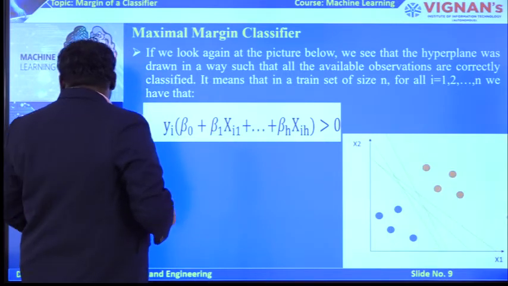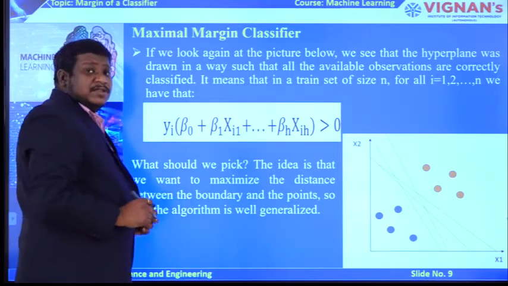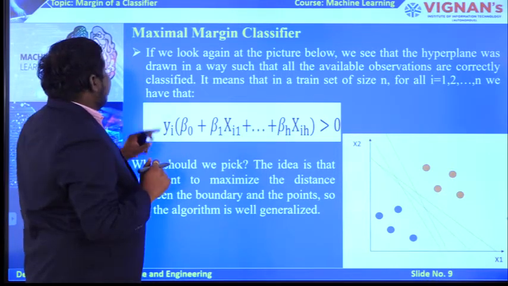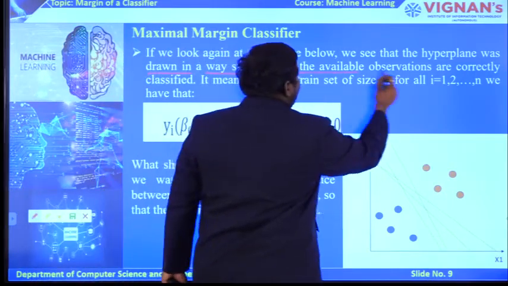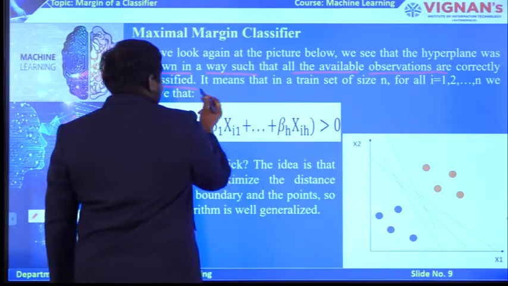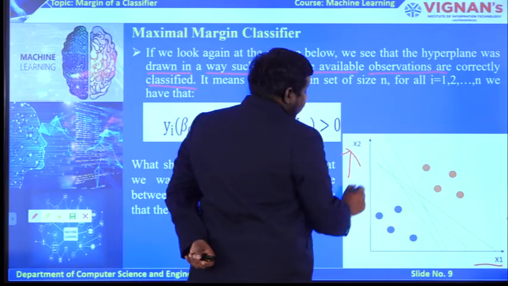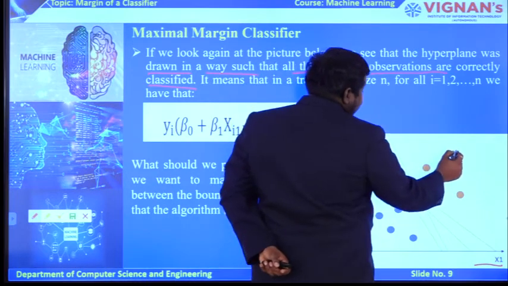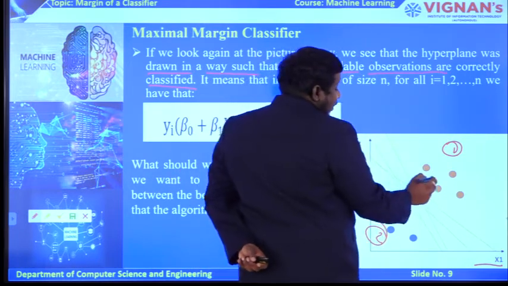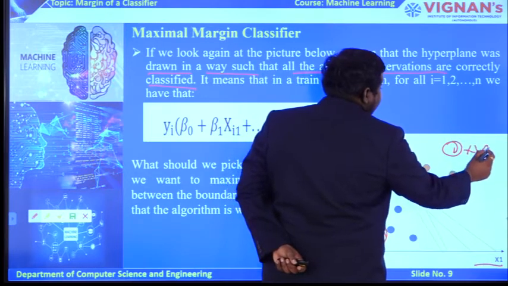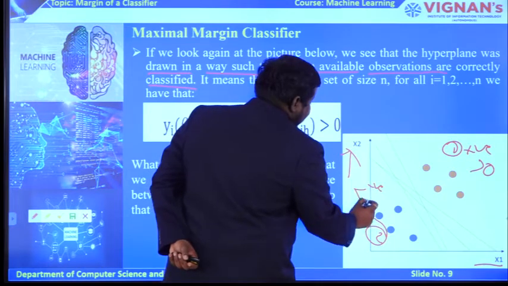Now we are moving to the maximal margin classifier. How are we going to calculate this? If you look again at the picture below, we see that the hyperplane was drawn in such a way that all the observations are correctly classified. We have the same x1 and x2 variables and two sets of data, one represented in orange and the second in blue. The data represented here on the positive side is greater than 0, and these on the negative side are less than 0.